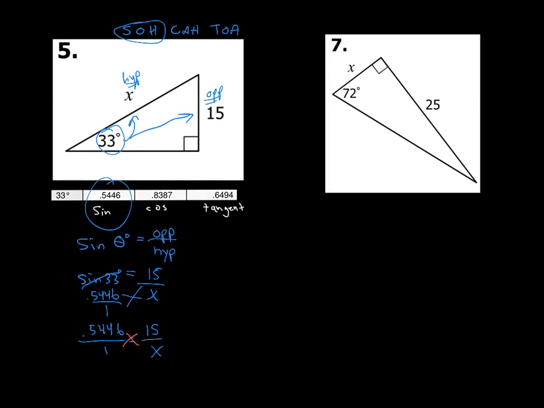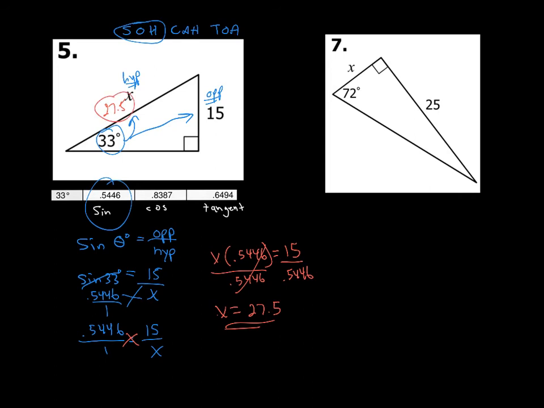So for this one, a little bit different. I'm going to get x times 0.5446 equals 15 times 1, which is just 15. Now I have to go one more step on this one and divide by 0.5446. And I get x is equal to 15 divided by that decimal, which is approximately 27.5. So this is 27.5 approximately.